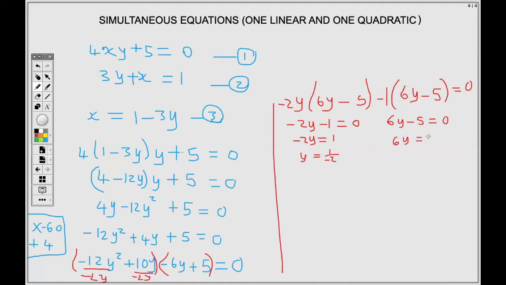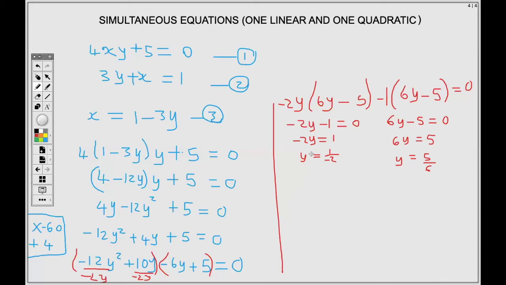Same case over the next side, carry the negative 5 over the equal sign. So we have positive 5. Divide both sides by 6. So our answer over this side will be 5 over 6. So we have two values for y, negative a half and 5 over 6.